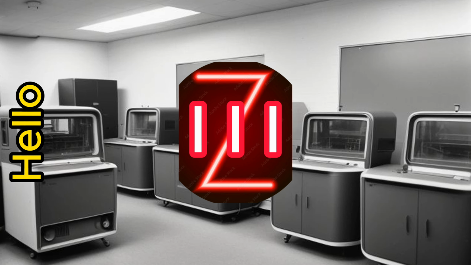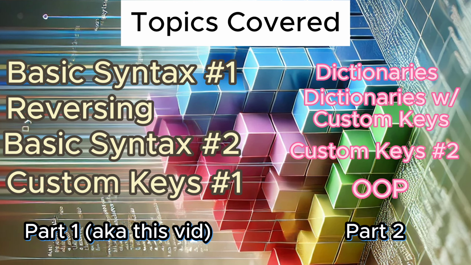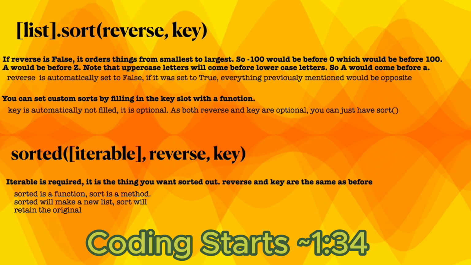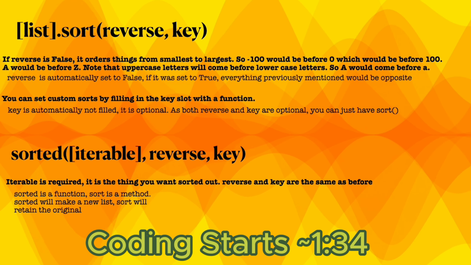Hello, it's the third, and in this video I'm going to be going over sorting in Python. There are two ways to do this. There is sort and sorted. Sort is a method, which means you would have the iterable.